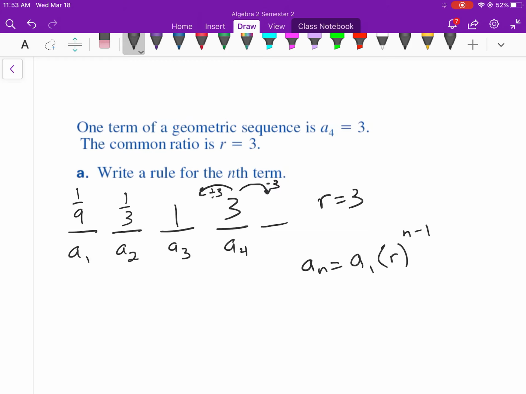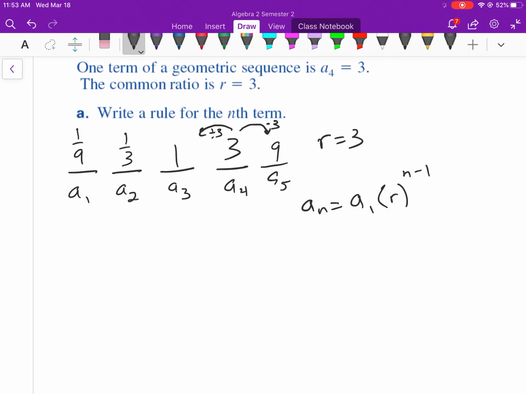Now, this wasn't too bad at this point just because I was at the fourth term and I needed to work back to the first term. But if I was to give you a case where it's the 12th term and you need to go back to the first term, there's a much more efficient way of doing this. But let's just finish writing the rule. So a sub n is equal to the first term, which is 1/9, times the common ratio of 3 to the n minus 1.